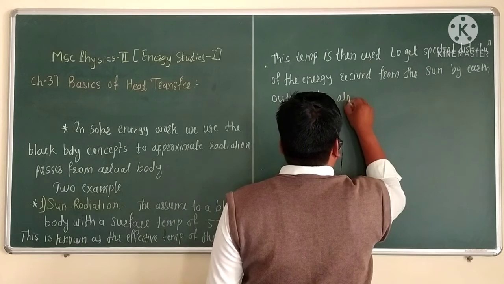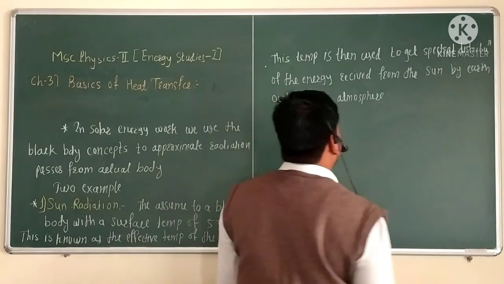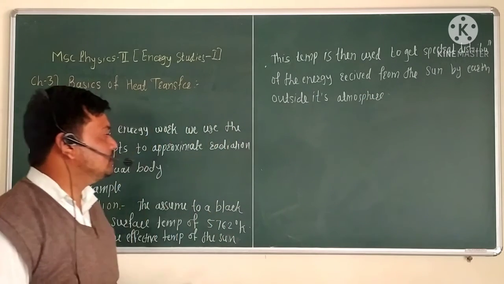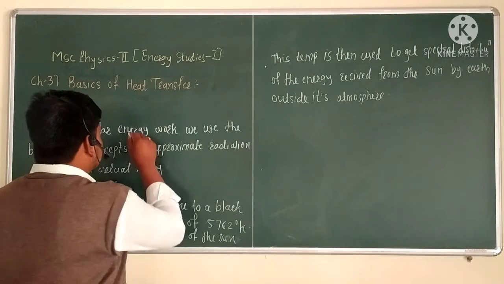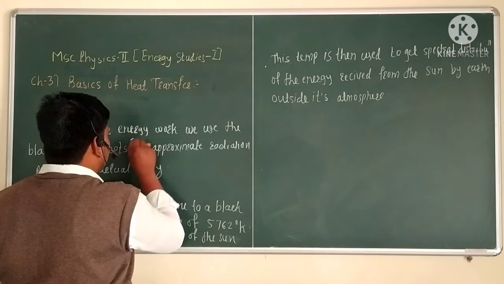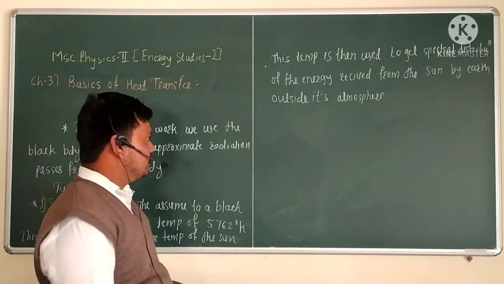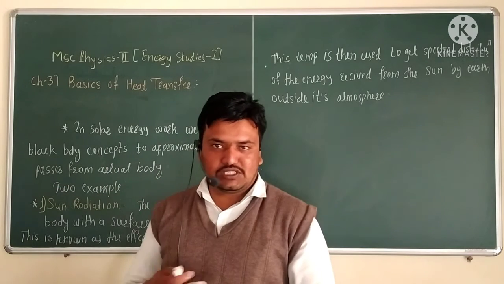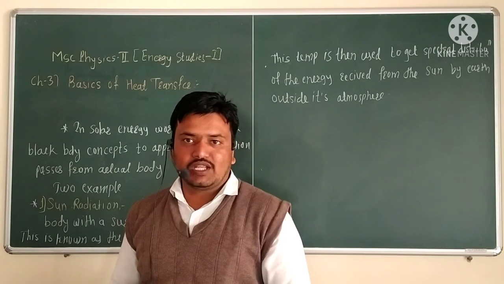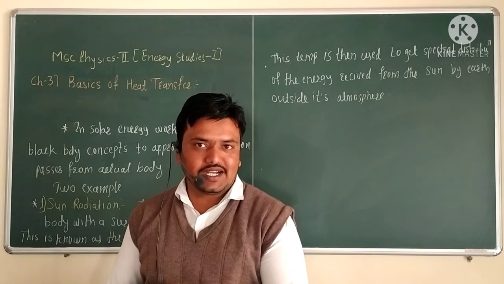Outside its atmosphere. Okay, so this is one of the applications, or examples, of solar energy, which works on the black body concept, an approximation of radiation passing through the actual body. The first example is what is meant by the sun radiation.